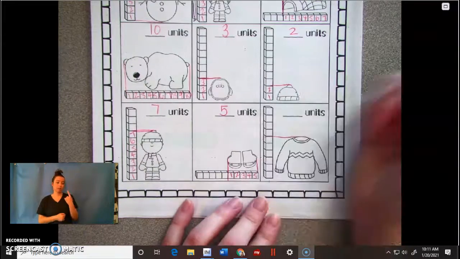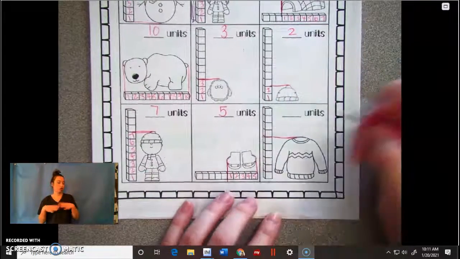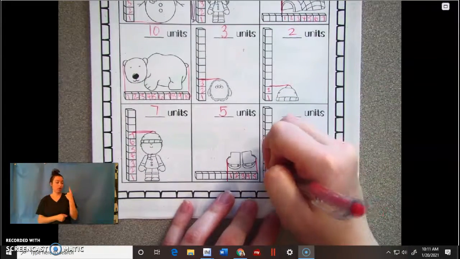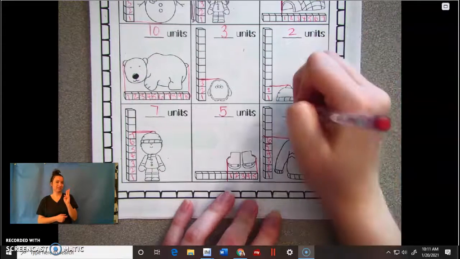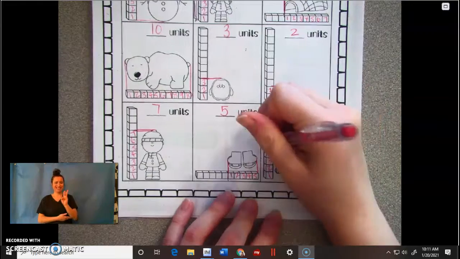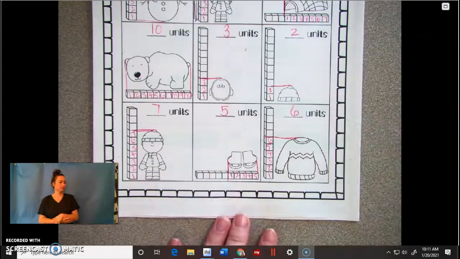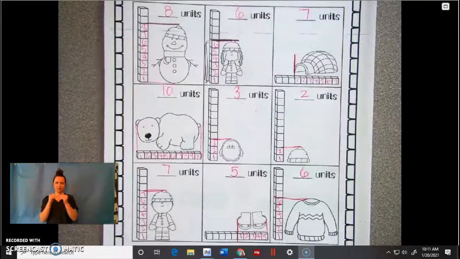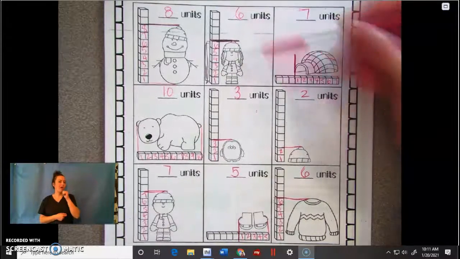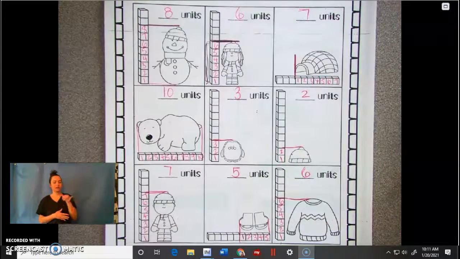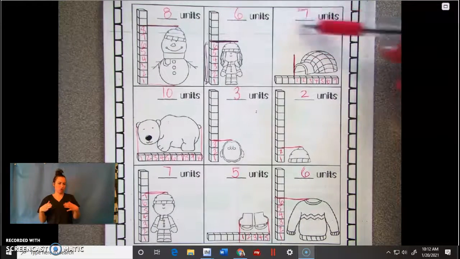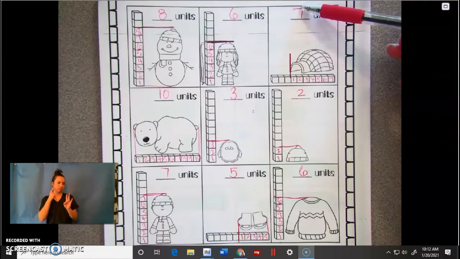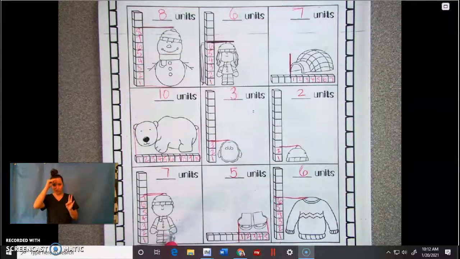Our sweater. So I'm going to draw my line to make sure he's even. Let's count. 1, 2, 3, 4, 5, 6. He is 6 units tall. Is there another one that had 6 units? Good, our little girl. So the girl and the sweater are the same height. What about the igloo? Was there another one that had 7 units? Good, the little boy, he also was 7 units tall.